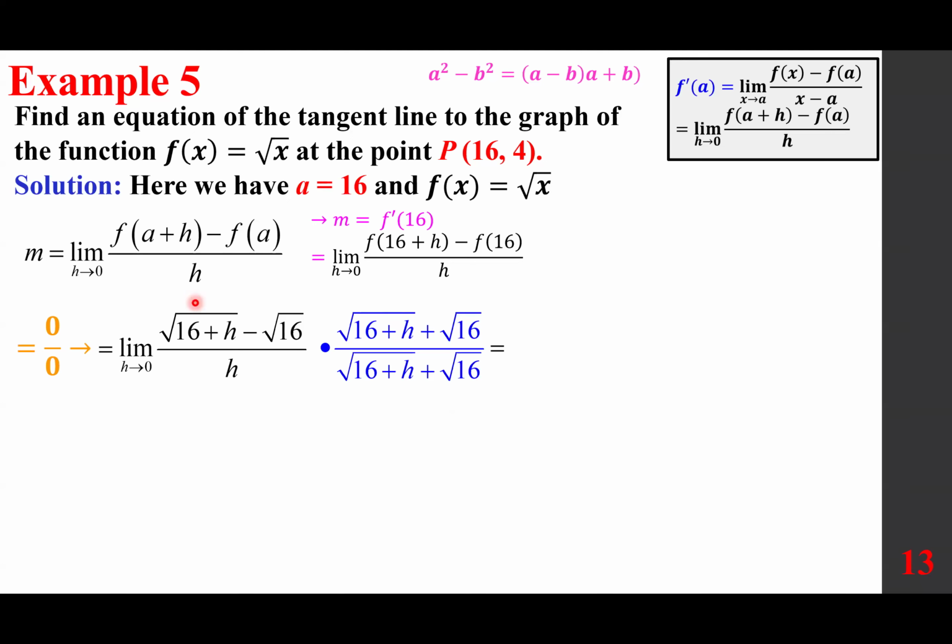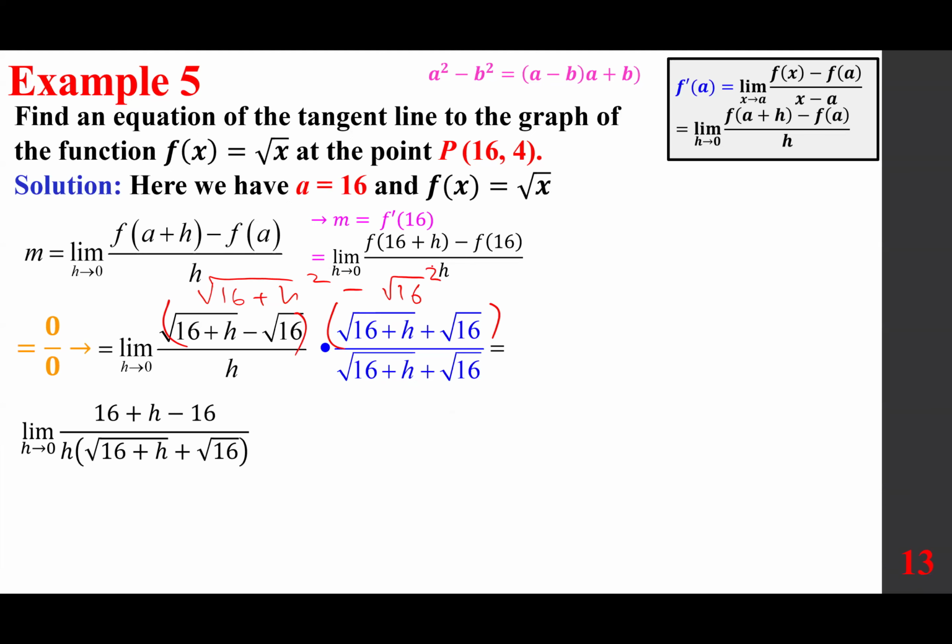Now, the bottom you write as a product, and the product of the top gives you square root of 16 plus h squared minus square root of 16 squared, which is 16 plus h minus 16. These two cancel each other. The numerator is only h.